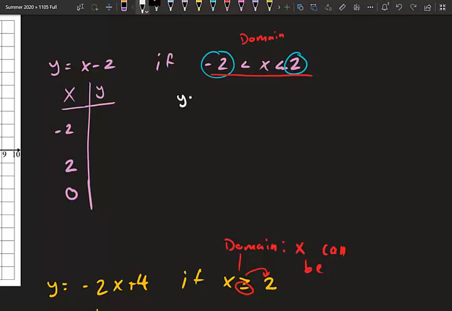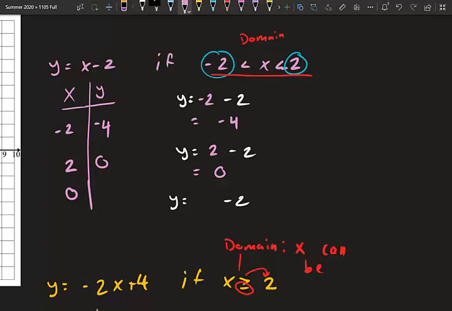We have y equals x minus 2, so the x we're plugging in is negative 2. So negative 2 minus 2, we get negative 4. All right. Then we plug in 2, so we have y equals 2 minus 2. So we get y equals 0. Let's plug in 0. We have y equals 0 minus 2, which is negative 2.